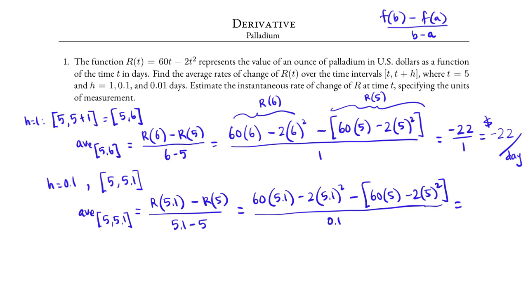Again, once we set it up, we can simply use a calculator to evaluate this expression. In the numerator, we obtained negative 2.02, and the denominator is 0.1. And so this will give negative 20.2, and the unit is dollars per day.